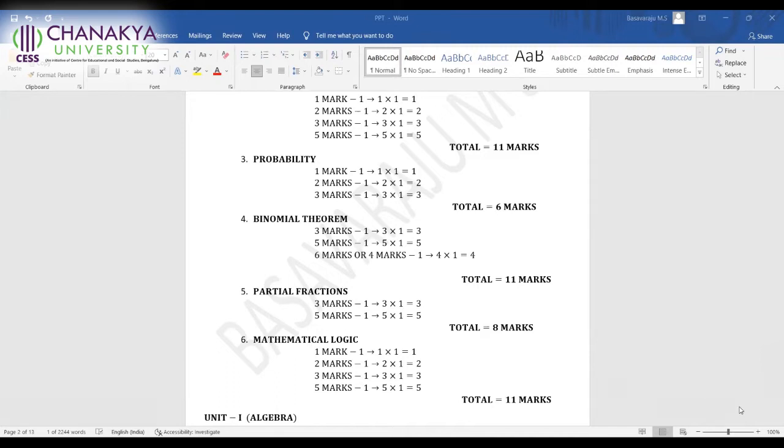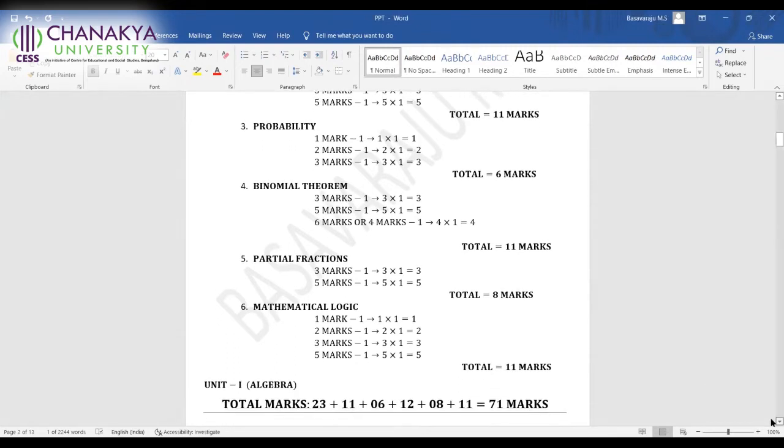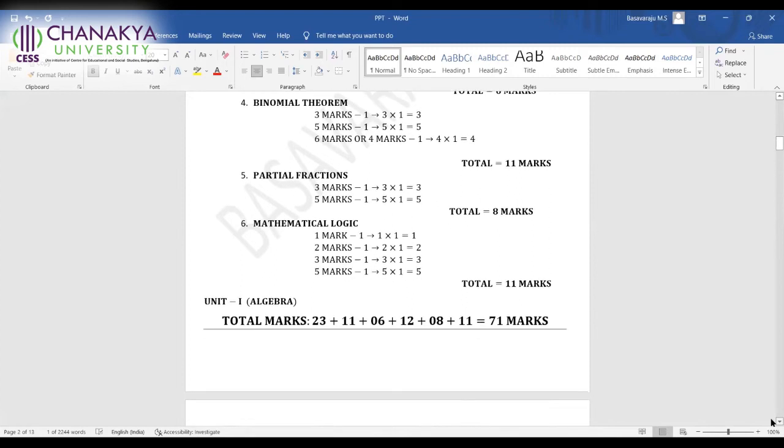In the same way, in the second part, here we have mentioned that if you cover the algebra part only, you are going to score 71 marks: 23 marks from the first chapter, 11 marks from the second chapter, 6 marks from the third, 12 marks from the fourth chapter, 8 marks from the fifth chapter, and 11 marks from the sixth chapter. Totally, you may cover 71 marks from this unit itself.